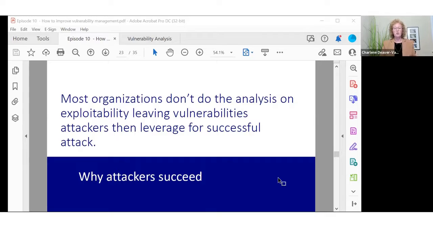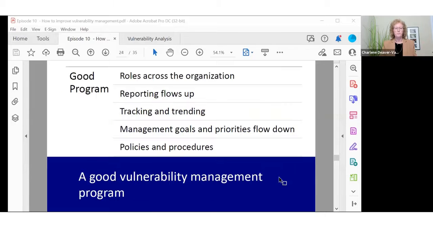Most organizations don't do the analysis on the exploitability, and they leave those in the environment because they think, oh, my perimeter defense will cover me, I'm okay. Well, they couldn't get in. And you'll hear all these explanations for why the vulnerabilities I'm going to show you aren't a priority.